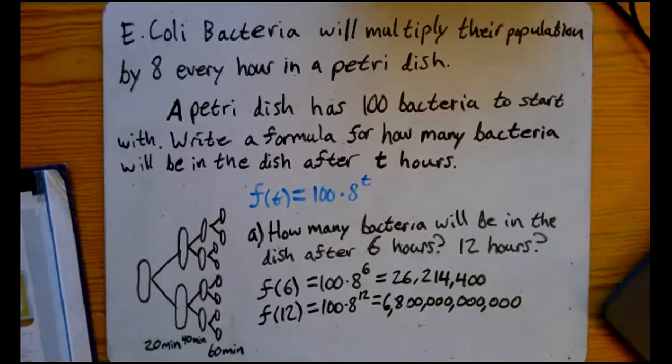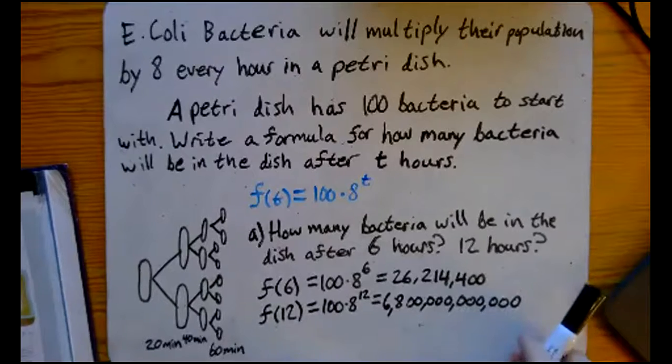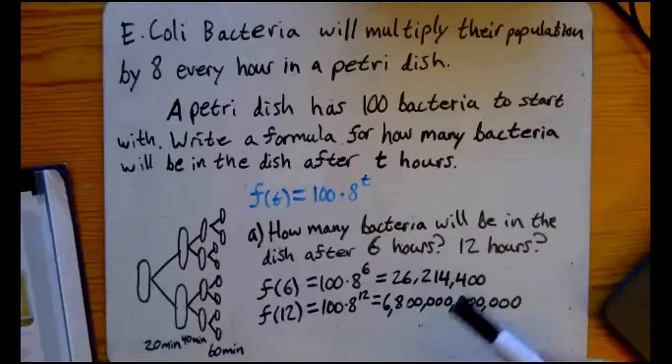And to be clear, this is a pretty realistic number for the amount of bacteria in a petri dish. Your gut uses bacteria as part of your digestion, and your gut has about 40 trillion bacteria. So this is not an unrealistic number for real life.